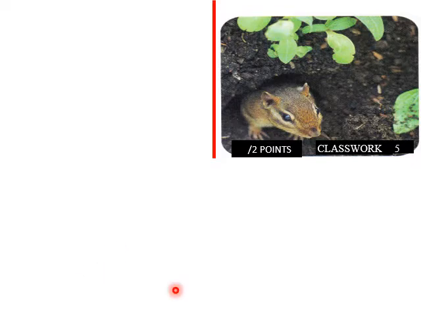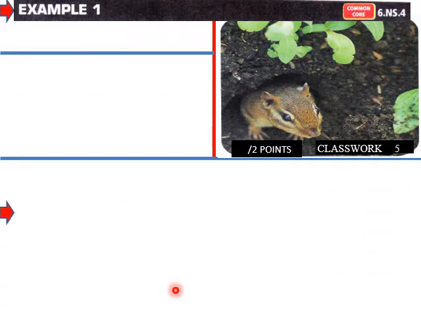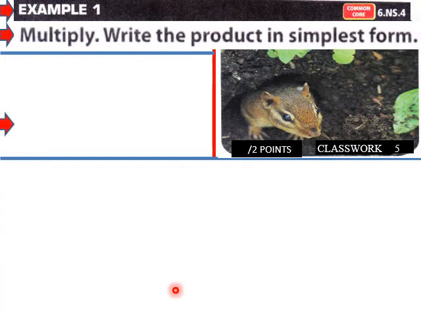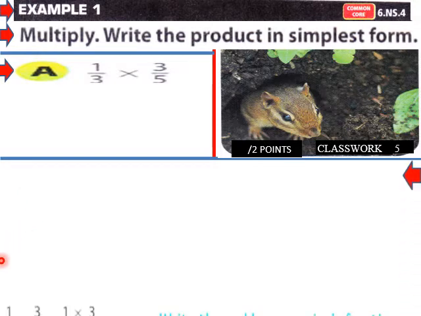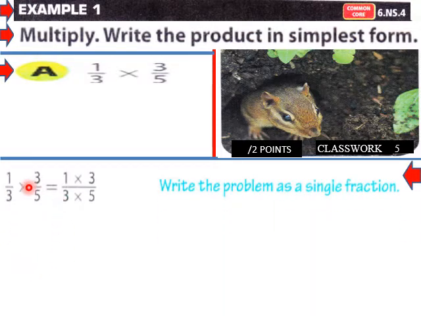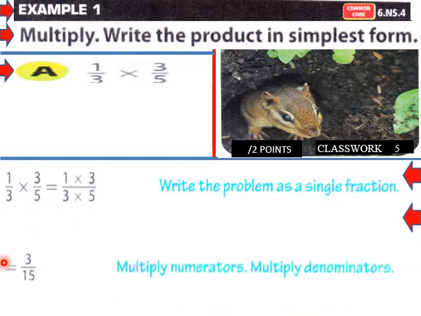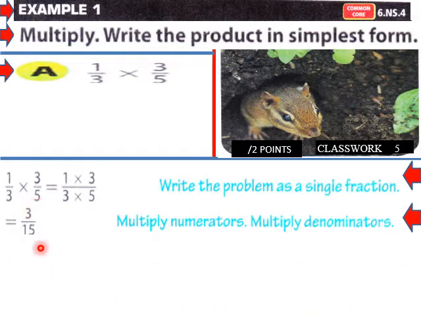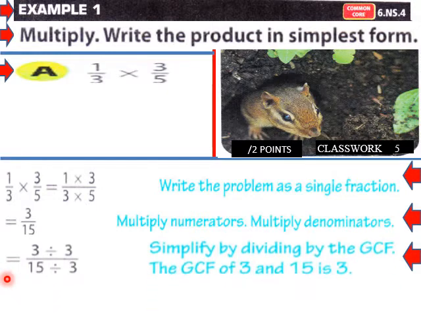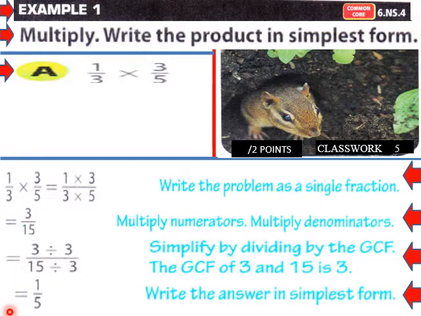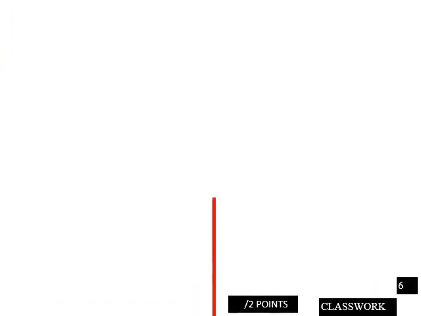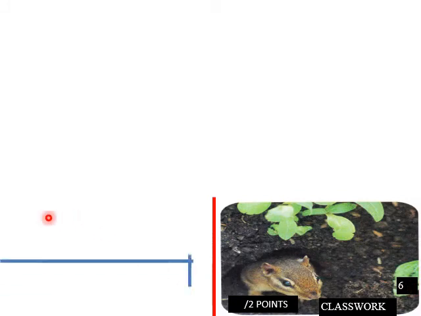Classwork sheet, page 5. Example 1, multiply. Write the product in simplest form. So here's an example here of multiplying a fraction. 1/3 times 3/5 is 3 over 15. Multiply numerators and denominators. And then we divide out each numerator and denominator by 3. Simplified form is 1/5. Page 6 of your classwork.